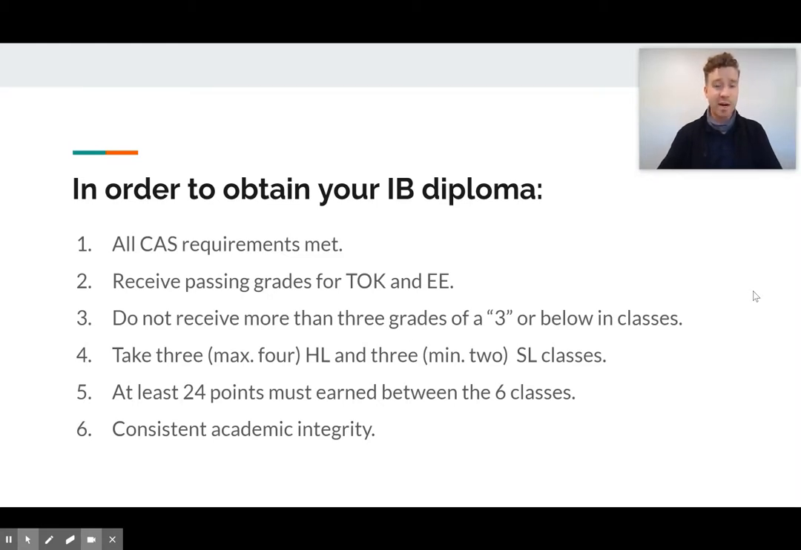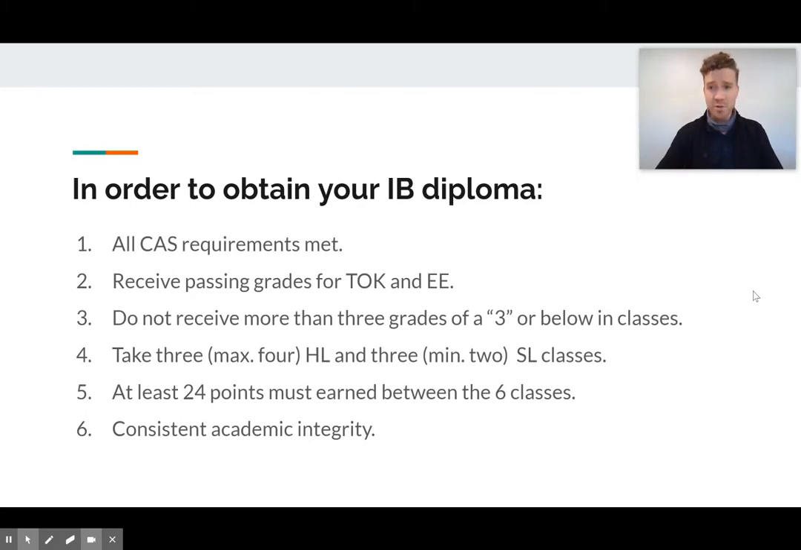All of your CAS requirements have to be filled. I'll talk about CAS a little bit later. It's part of the IB core. You have to receive passing grades in TOK, that's your theory of knowledge class, and with your extended essay. You do not receive more than 3 grades of a 3 or below in your classes and with your final exams. And you have to take 3 HLs and 3 SLs. There is a little wiggle room in there in the sense that you can take a max of 4 HL classes, but we highly encourage all students to stick with 3 HLs and 3 SLs. Again, working on that learner profile attribute of being a balanced individual.